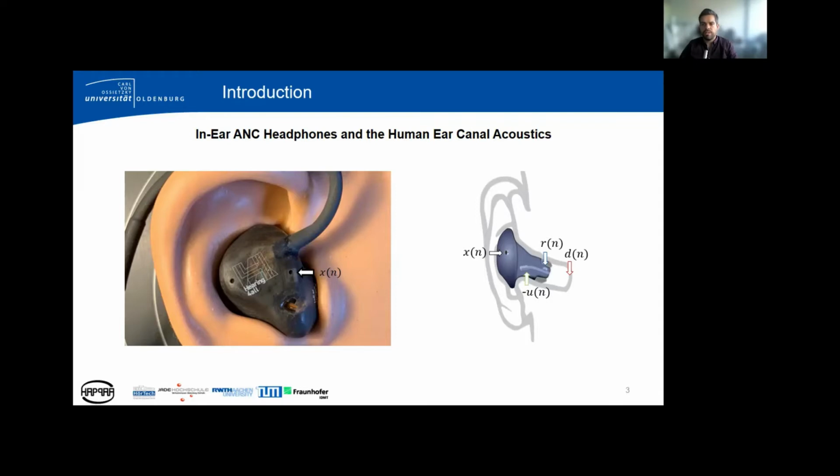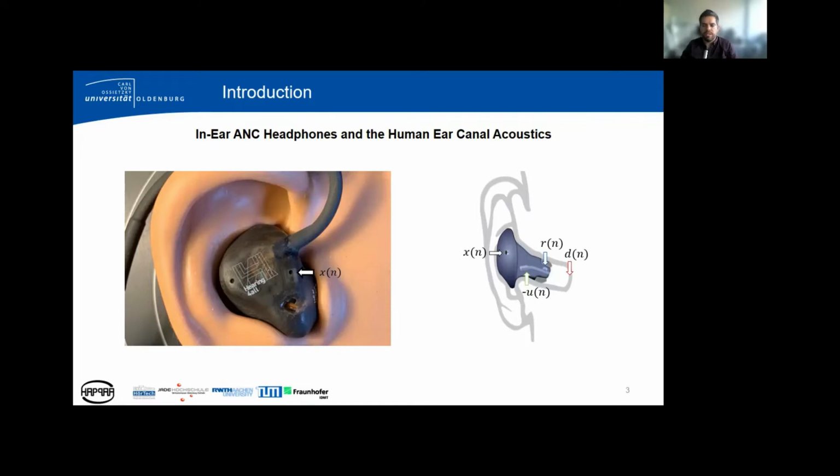It is equipped with an external microphone, an inner microphone, and a loudspeaker. The wave of incident noise first arrives at the external microphone as X, then travels through the device until it reaches the inner microphone as R, and finally reaches the eardrum as D. Simultaneously, the ANC controller generates the signal U to drive the loudspeaker, aiming at generating a sound wave that destructively overlaps with the sound wave of the incident noise.